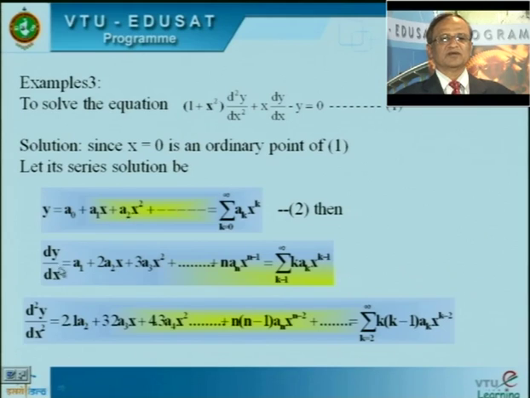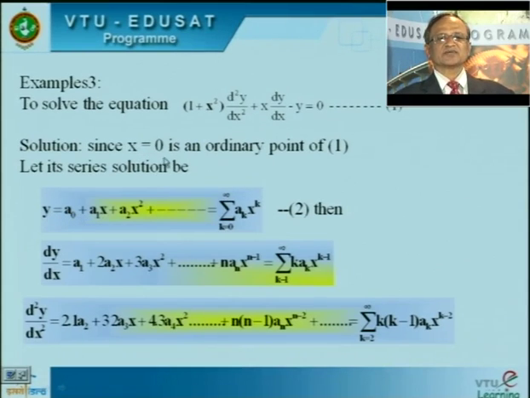Again, you have to find out dy by dx, d square y upon dx square. Then you want to substitute the value of d square y upon dx square, the value of dy by dx, the value of y, right? And you want to rearrange all the terms. It means you want to collect the coefficients of x to the power 0, the coefficients of x to the power 1, x to the power 2, in general x to the power n, right? Then you will get the recurrence relation. Again you can find out some more values and you can express them in terms of a0 and a1. Then you can substitute all those values in this equation. That is the solution. Okay.